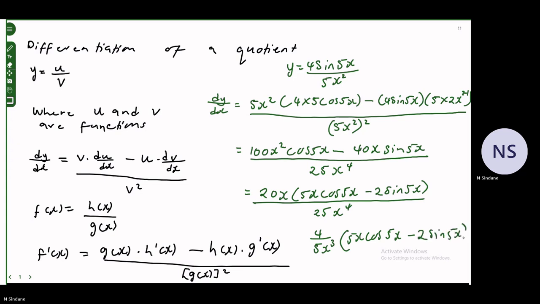That is my solution for this question. Hope it makes sense. Let's get another one.